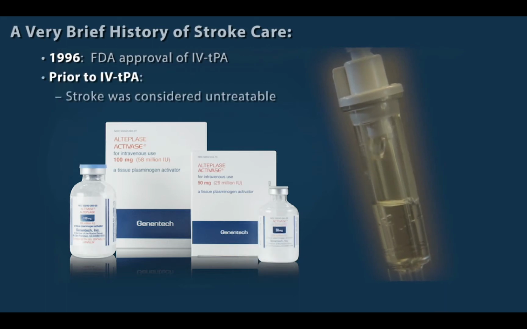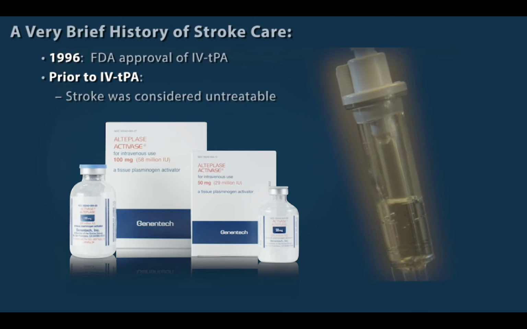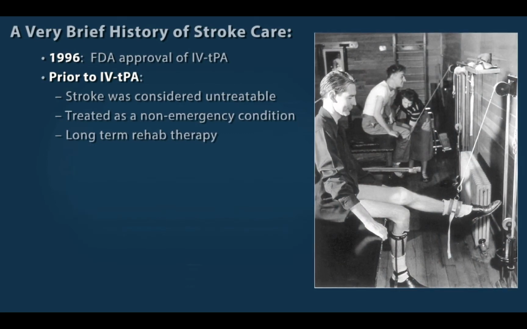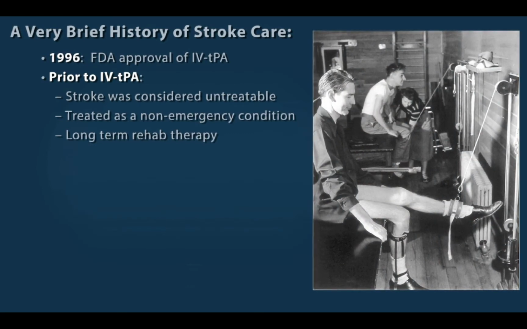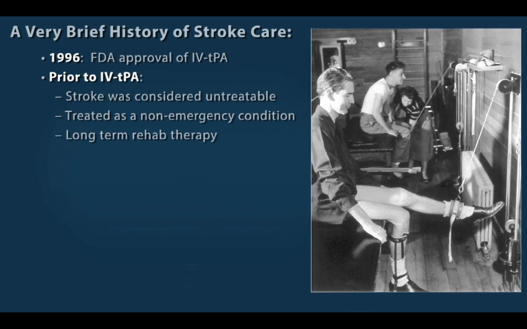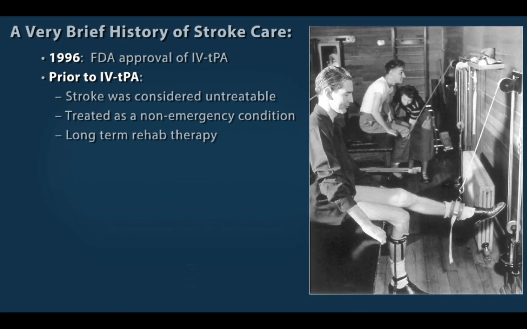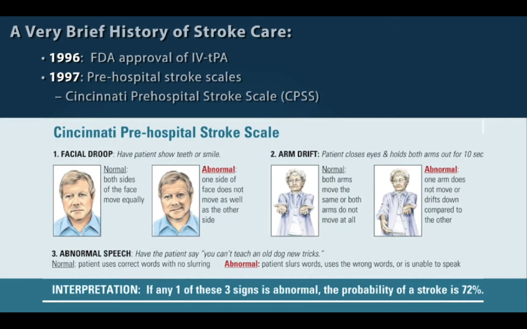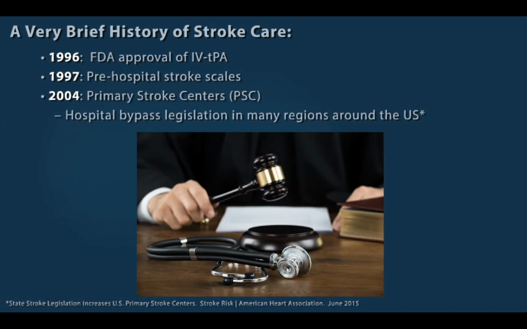Stroke was largely considered untreatable prior to FDA approval of IV-TPA as a stroke medicine in June of 1996. Although it may be hard to believe now, prior to IV-TPA approval, stroke was treated as a non-emergency condition, primarily managed with long-term rehabilitative therapy. The approval of IV-TPA as a stroke medicine led to the creation of pre-hospital stroke recognition scales, like the Cincinnati Pre-Hospital Stroke Scale in 1997. It also led to the establishment of primary stroke centers in 2004, and in many regions around the US, hospital bypass legislation of non-stroke center hospitals.